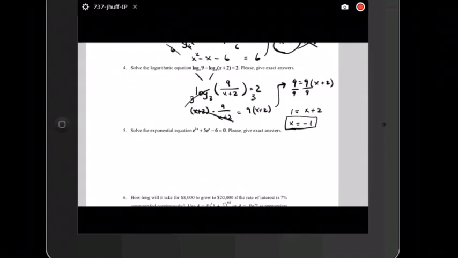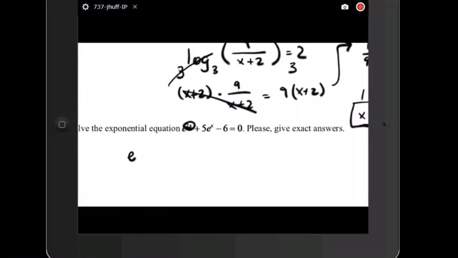Okay, question 5. It is exponential. It's slightly different than the usual exponential equation that we've been solving. This one resembles more of a quadratic equation in form, and it's solved using the same techniques we would with solving quadratic equations. What I mean by that is e to the 2x is the same thing as e to the x squared.